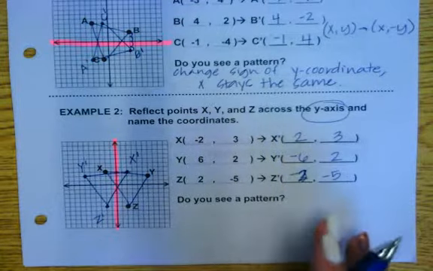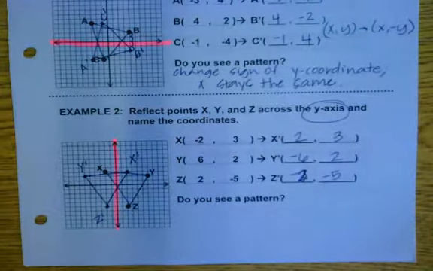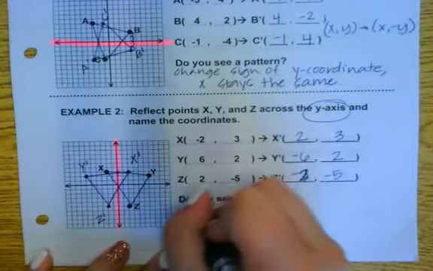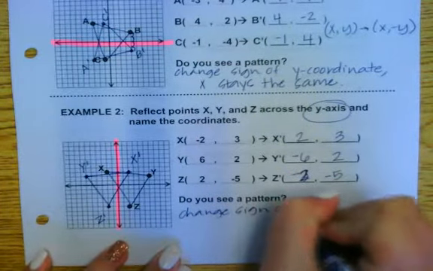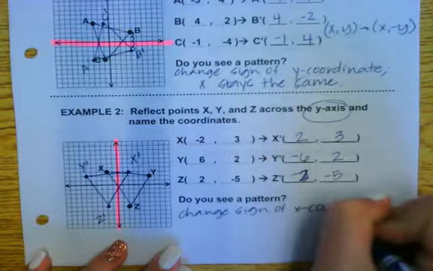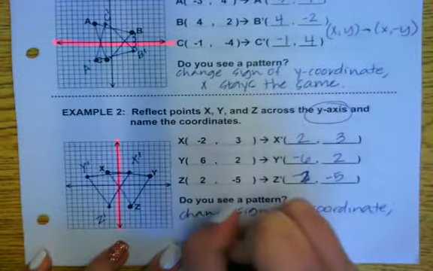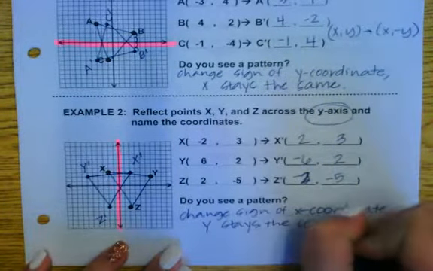Okay, what is the pattern? Very good. Change the sign of the x coordinate, and what happens? Y stays the same. What would be the coordinate notation? Very good.